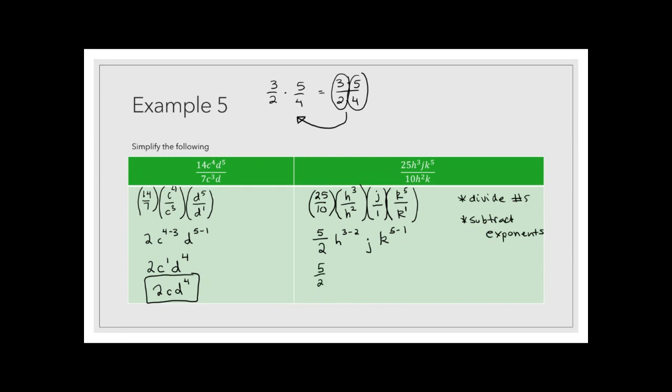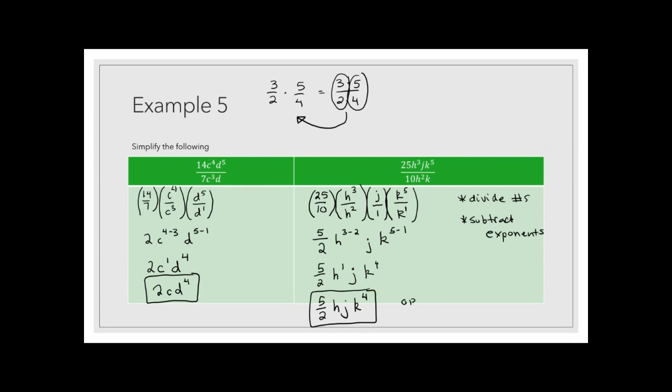So then I have 5 over 2. And on my h, 3 minus 2 is 1. I have my j, and then the k, 5 minus 1 is 4. So I have 5 over 2 times h times j times k to the 4th. So I can write this as 5 halves h j k to the 4th.